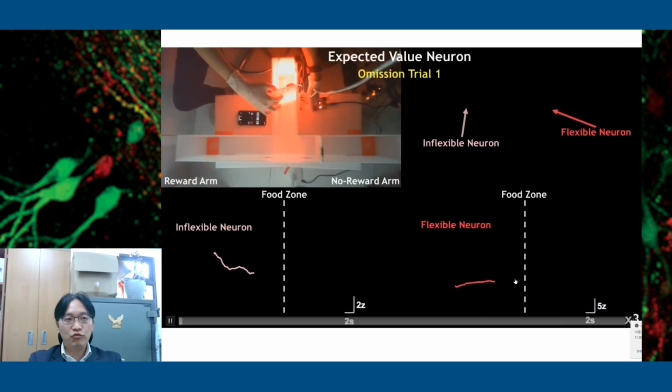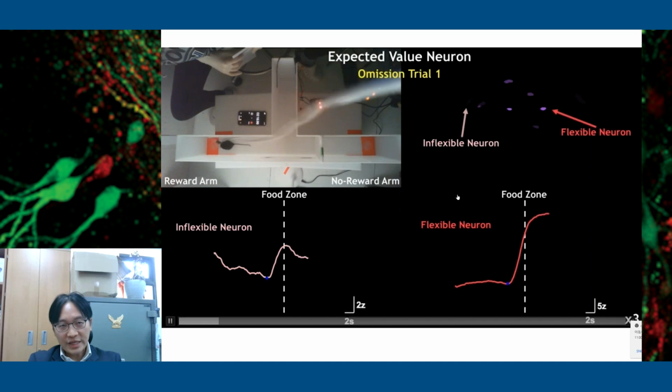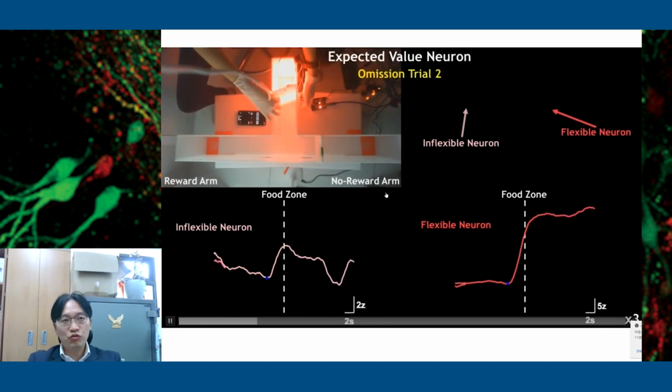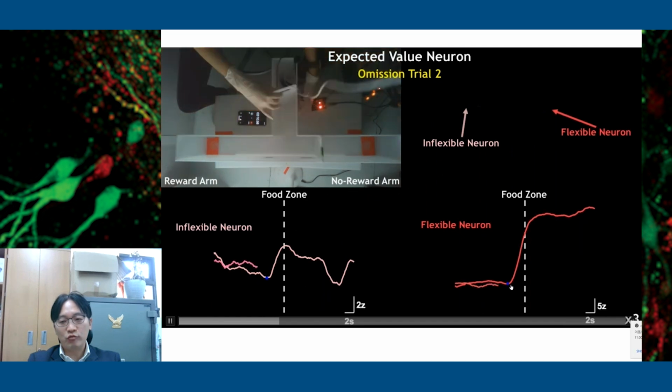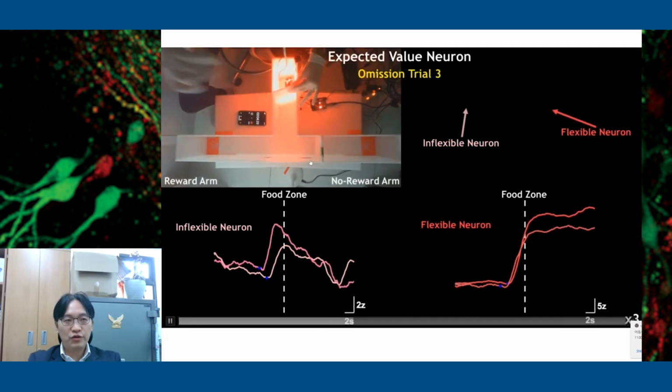More interestingly, we analyzed this omission trial 5 times. So this is omission 1 and omission 2. Oh, I'm gonna go there again. One failure is not good for me. I go there, oh, no food again. So this is failure 2. And they'll go to their failure 3.